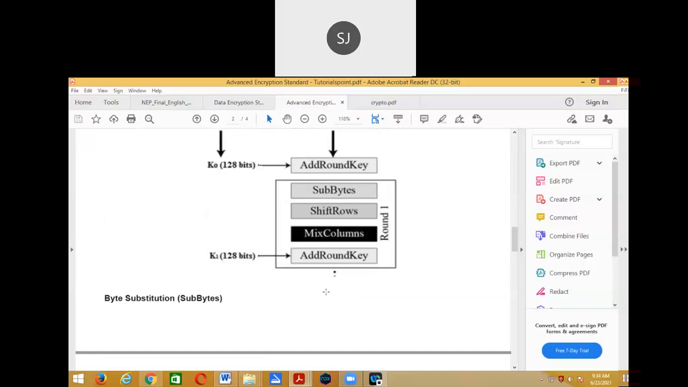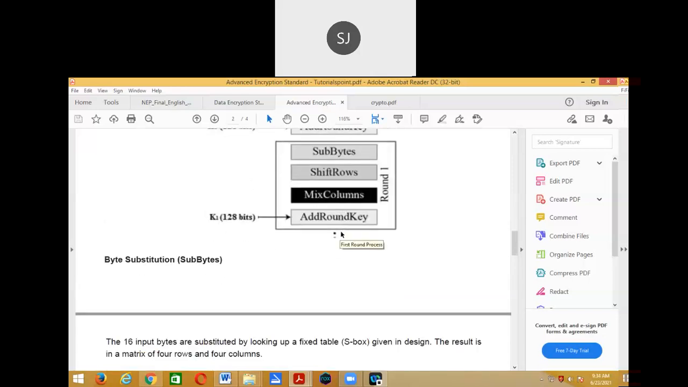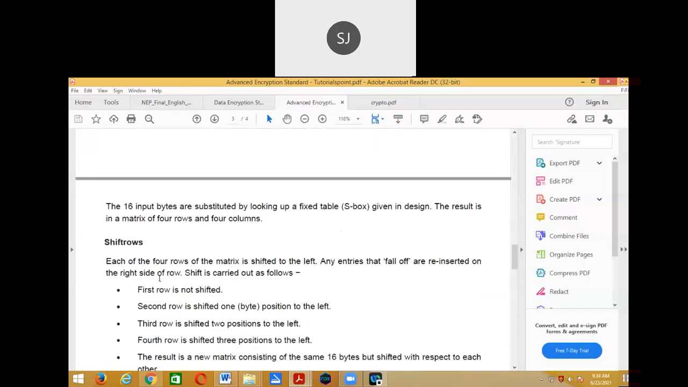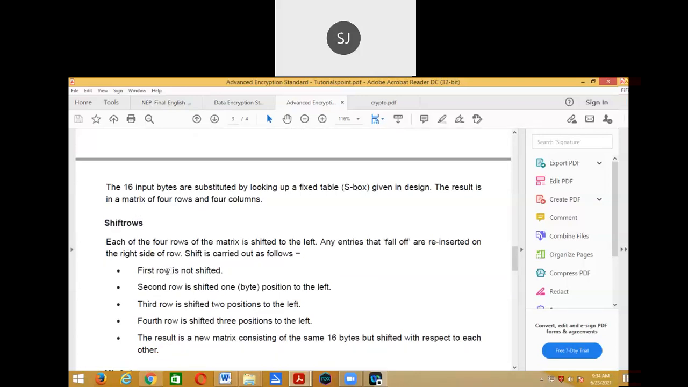Now after that comes ShiftRows. That's the second step. Whatever the 4 by 4 matrix we have here, the first row is not shifted. The second row is shifted by one position to the left. The third row is shifted by two positions to the left. The fourth row is shifted by three positions. So it is actually a rotation.